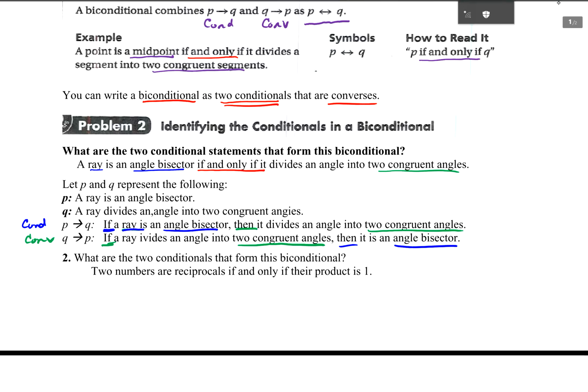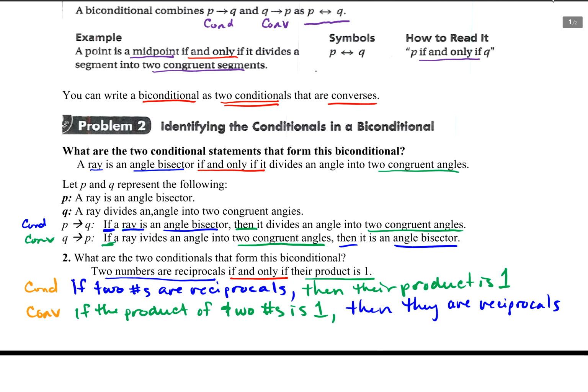Now it's your turn. Pause the video and do the next problem. All right, this shouldn't have been too bad. We have a biconditional here. Two numbers are reciprocals if and only if their product is 1. So I'm going to take one of the parts and put an if with it. If two numbers are reciprocals, then their product is 1. And then for the converse, I'm just going to switch that. Sometimes you have to add a few words and change the order so it makes a nice sentence. So if the product of two numbers is 1, then they are reciprocals. So that's not too bad at all.